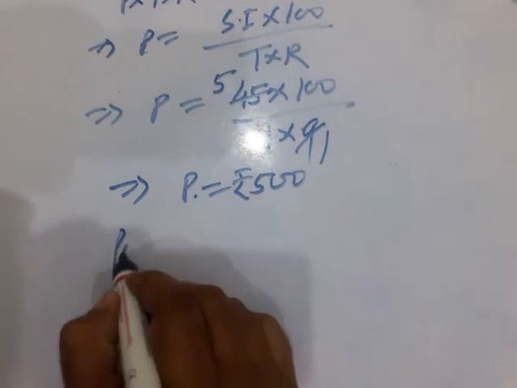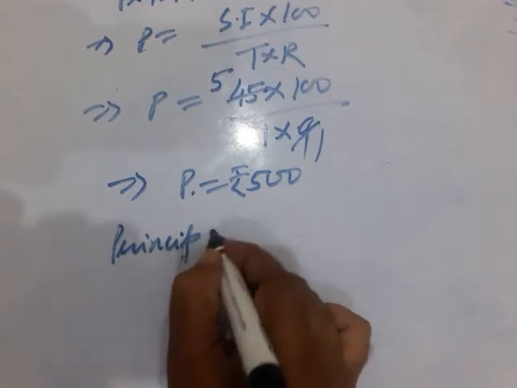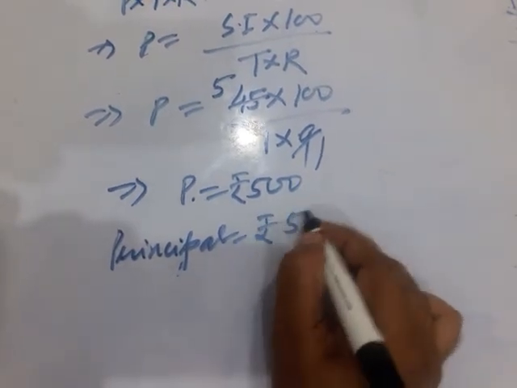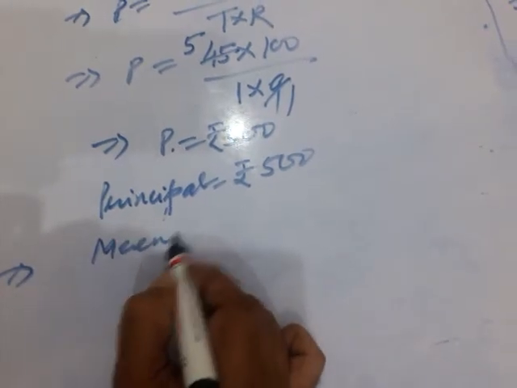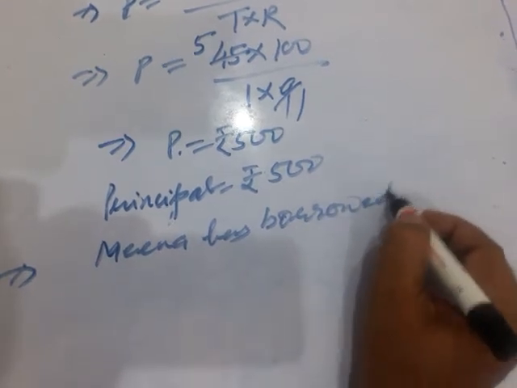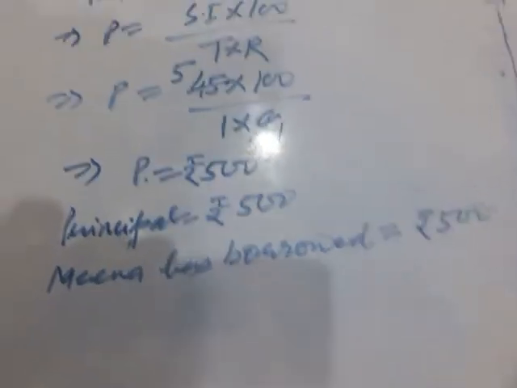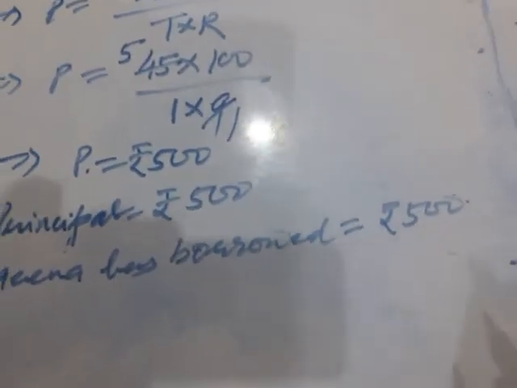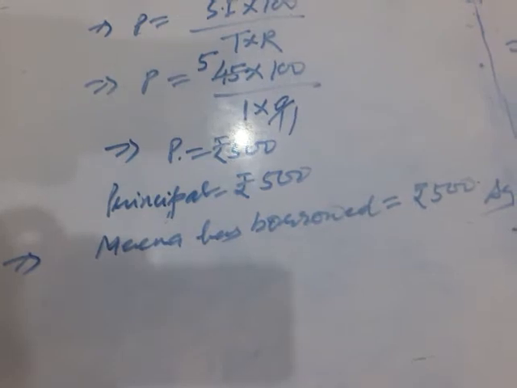Okay, children, so this is what I tell you is the principal. Principal equals rupees 500. This implies, what was the question? Meena has borrowed how much money? Rupees 500. Okay, children, this is your final answer. So thus your exercise 8.1 came to an end.